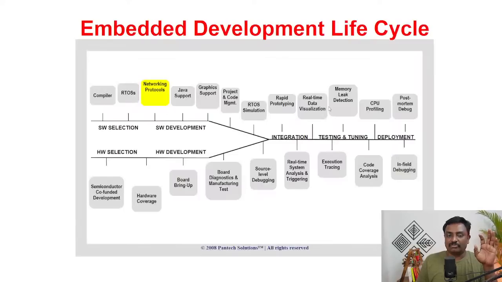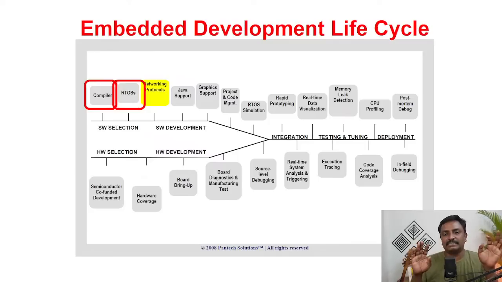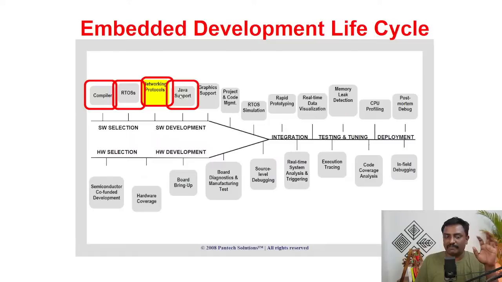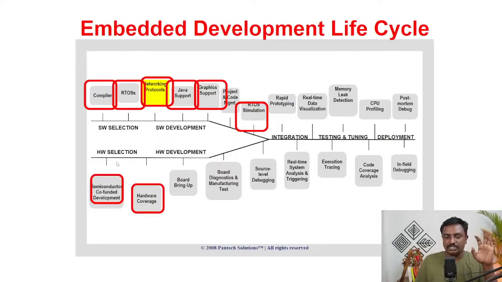Okay, software design flow. Coming to the embedded development lifecycle, you have the compiler you can choose. Most embedded system designs are a simple super loop, a simple while loop. In some cases you may require an RTOS, a real-time operating system, to manage the embedded system, and you check for networking protocols, Java support, graphics support, project code management, RTOS simulation. All these are software. For hardware selection, you choose the right processor, like a microcontroller, DSP processor or FPGA.